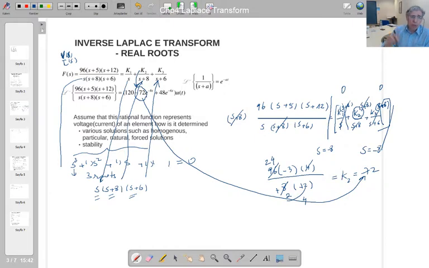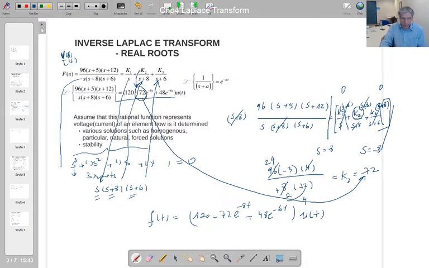So you could do the similar calculation and find out this result here. Let me write this result here. That's the t-domain function. I will write it as f(t) is equal to 120 minus 72 e to the power minus 8t plus 48 e to the power minus 6t, times u(t). Now let's interpret this result here.